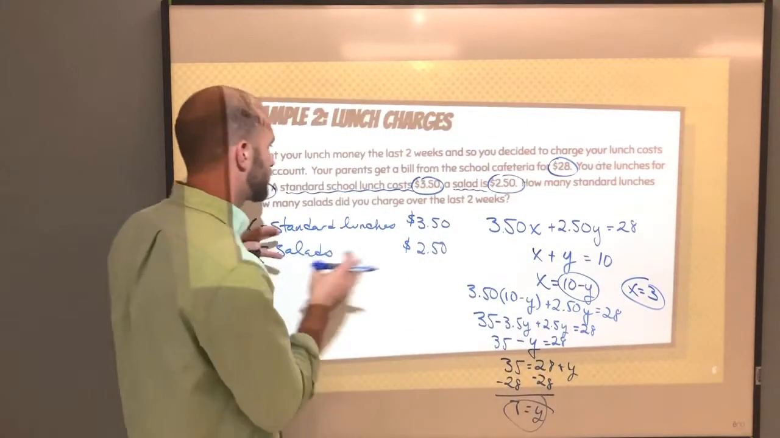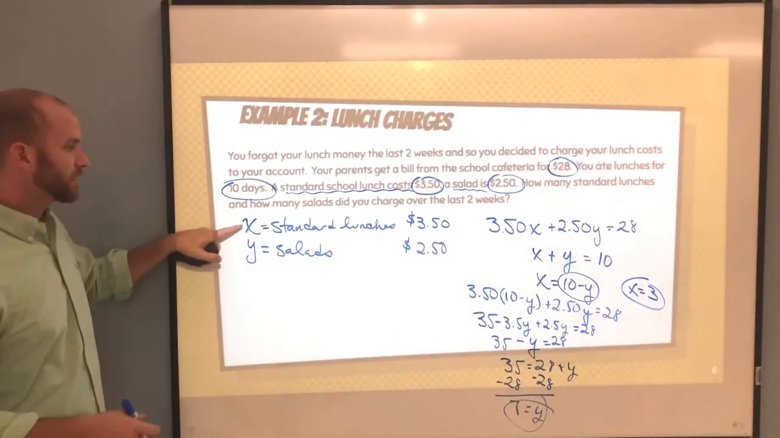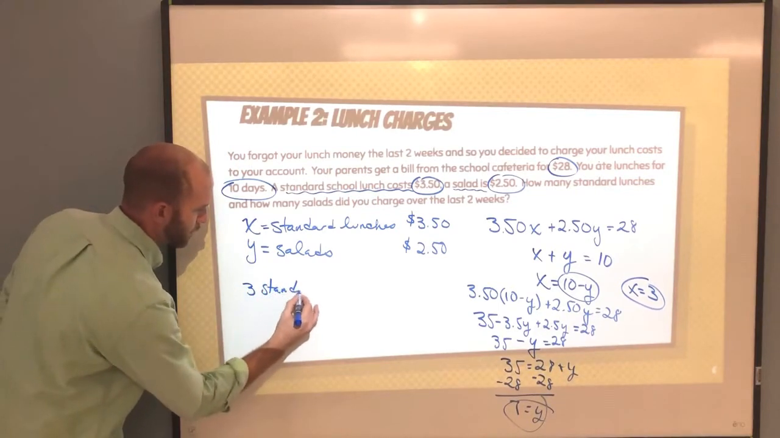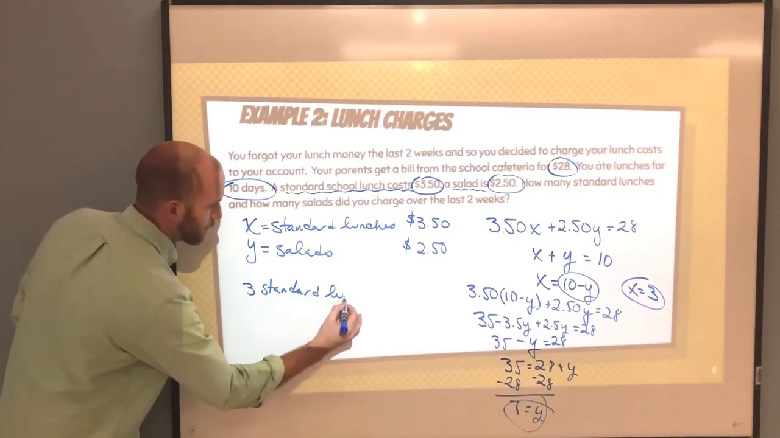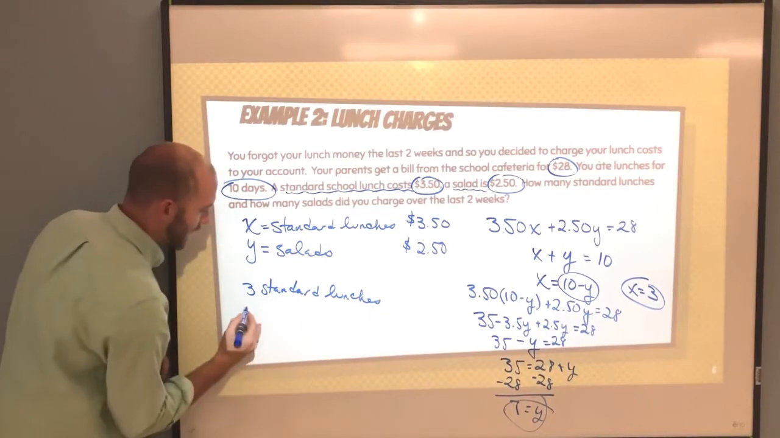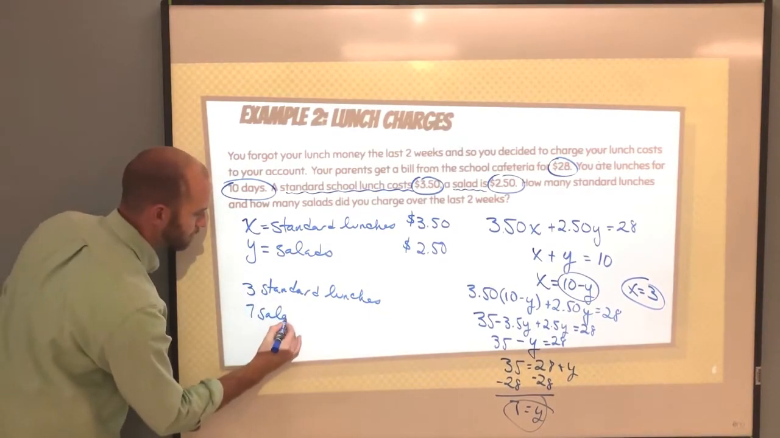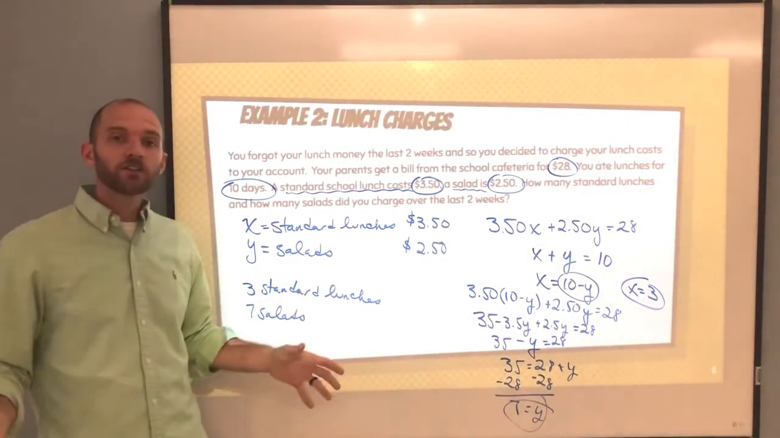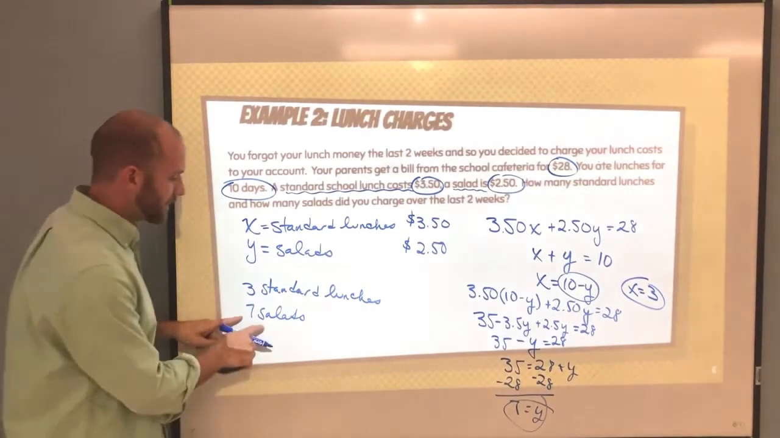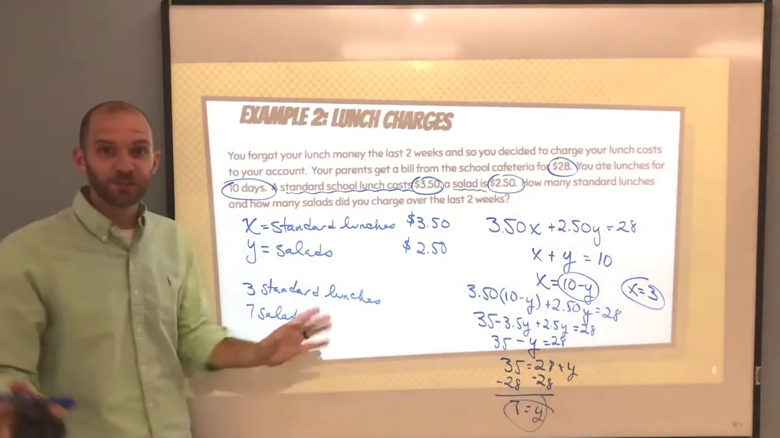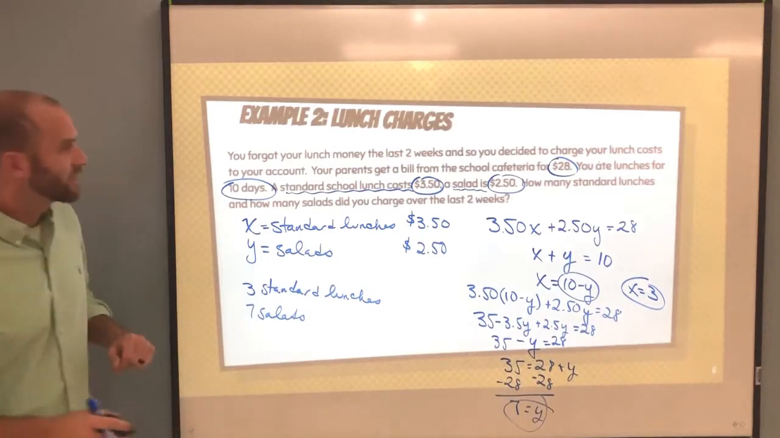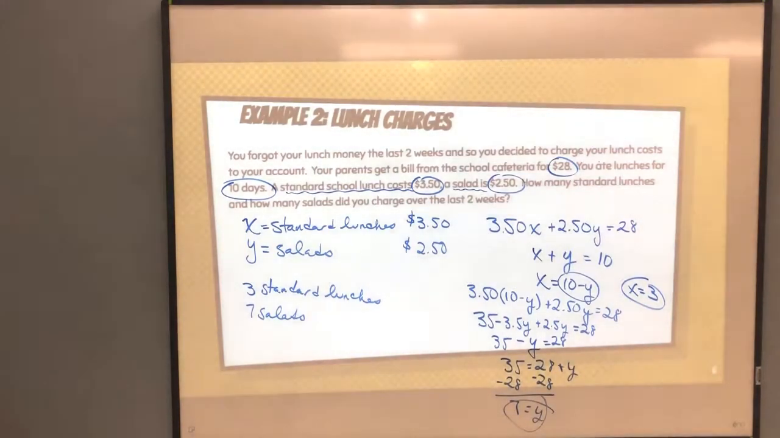So let's interpret this in terms of this problem. We said X is 3, that means I bought 3 standard lunches. And I ate 7 salads over the last 10 days. So when your parents are like, you charged all this money to the school cafeteria? Yeah, but mom and dad, I had 7 salads and I can prove to you that I was trying to be healthy here, right? I wasn't just buying junk food. Anyway, that's a nice little example there with lunch charges.